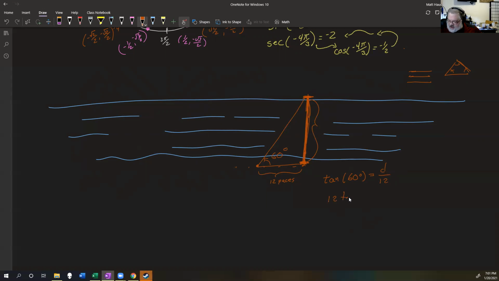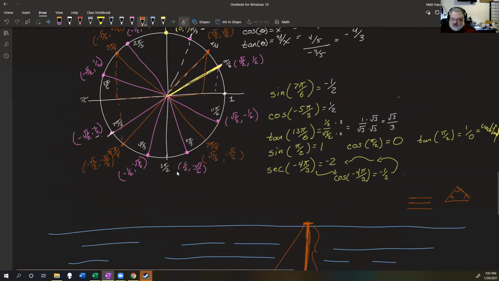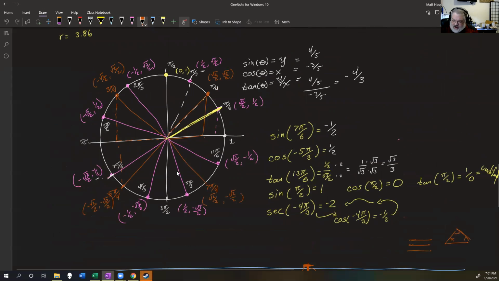So if we multiply both sides by 12, 12 times the tangent of 60 degrees has to be that distance. But how are we going to find the tangent of 12 degrees? Oh, sorry, the tangent of 60 degrees. Well, we know it already. It's up here. The tangent of 60 degrees is the same as pi over 3 radians.